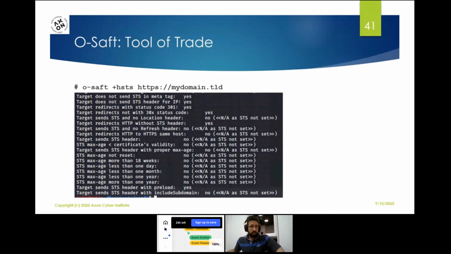Another thing, I can test my target domain with HSTS. If I give it the command plus HSTS, it will do some assessment. It checks if I have the HSTS header: target does not send STS or HSTS in metadata and meta tag, yes, so it is not supported. Does not send STS header, yes. Does not redirect, yes. Redirect without STS, yes. So HSTS is fully not enabled, and all other features of STS are not enabled either.